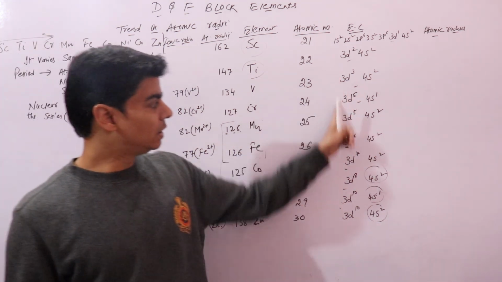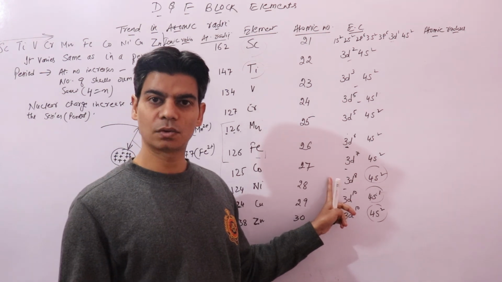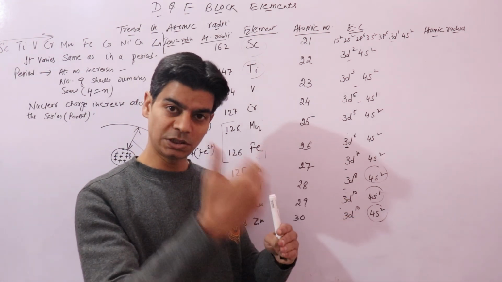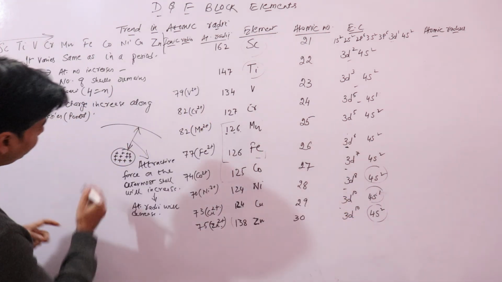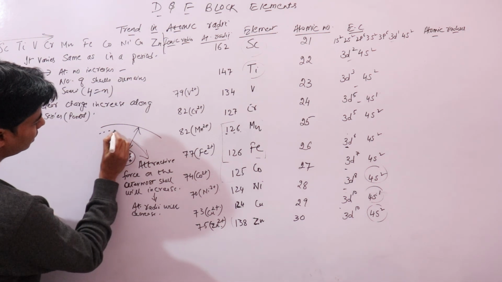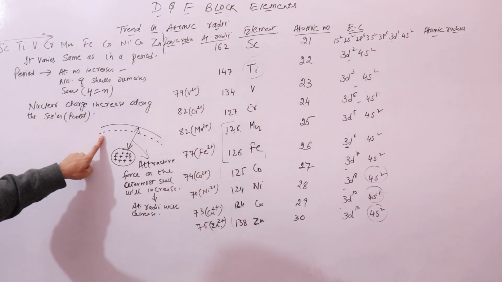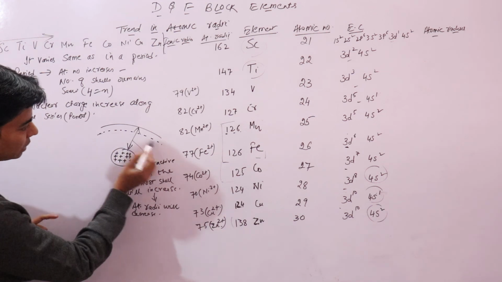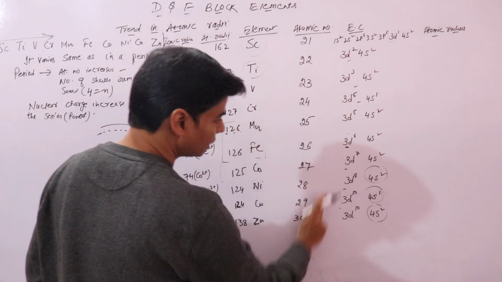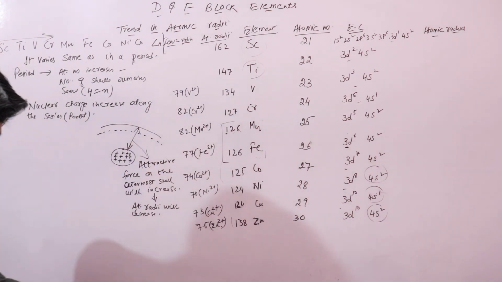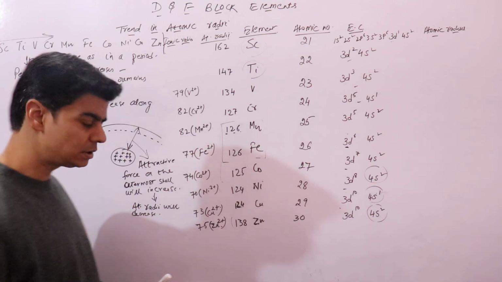It's your d electrons, because these d electrons are present in the shell which is one before the outermost shell, that is in the penultimate shell. These d electrons are present in the penultimate shell. Now it is these d electrons that are increasing as you move down the series, as you move along the series.